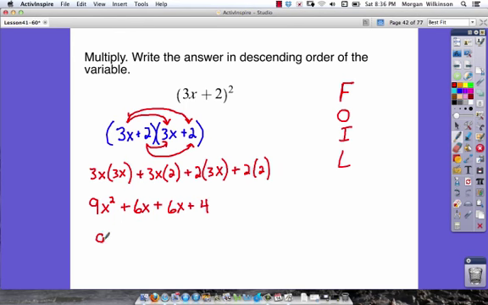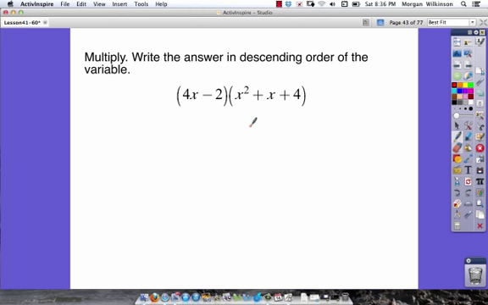We can simplify finally. We're going to get 9x squared, and 6x plus 6x is 12x, plus 4. We've written the answer in descending order based on the variable, and we're all done. We can go ahead and box our answer and look at our next question.